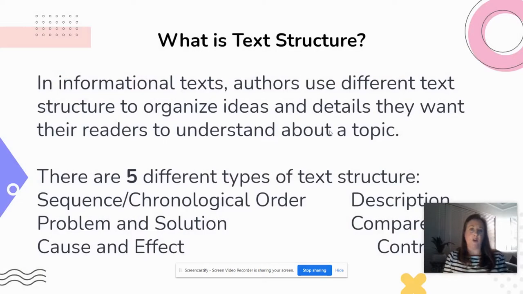All right, first thing, what is text structure? In your informational text, authors are going to use different types of text structure to organize their ideas and details they want their readers to understand about a topic. There are 5 different types of text structure. You're going to see sequence or chronological order, problem and solution, cause and effect, description, and compare and contrast. So let's look at some examples of these different types of text structures.